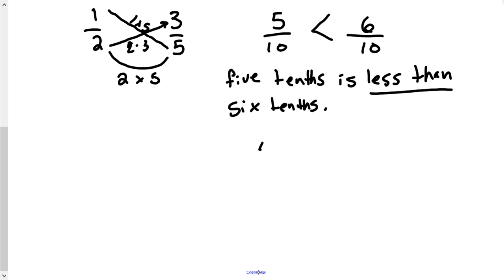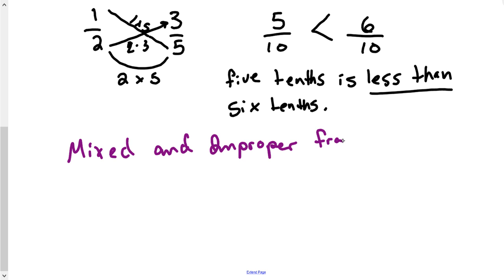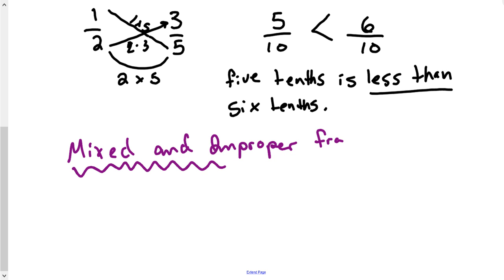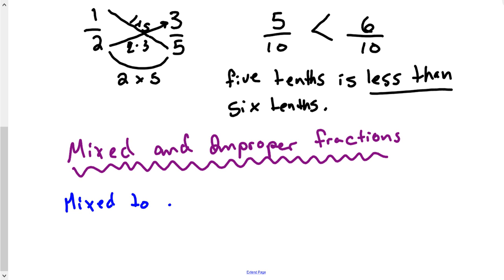Okay, we're going to do an example of converting mixed and improper fractions, and then we'll be done for the day. So we're going to do an example of mixed to improper.